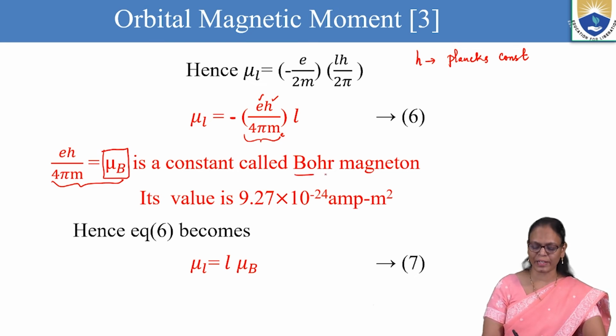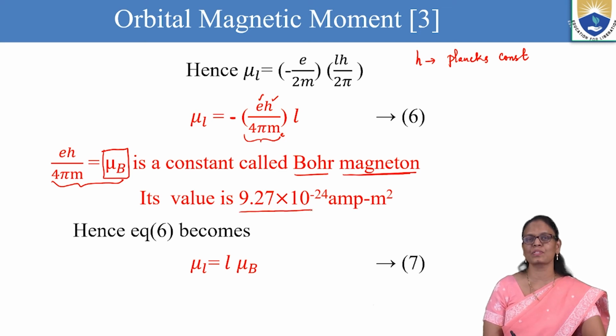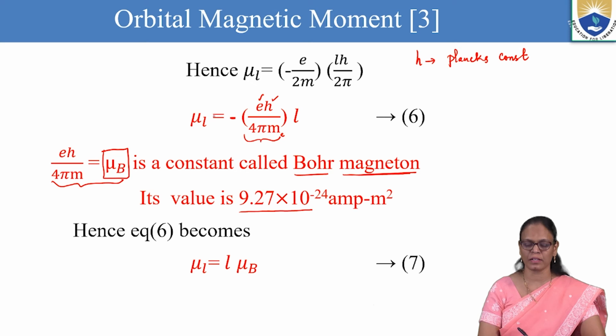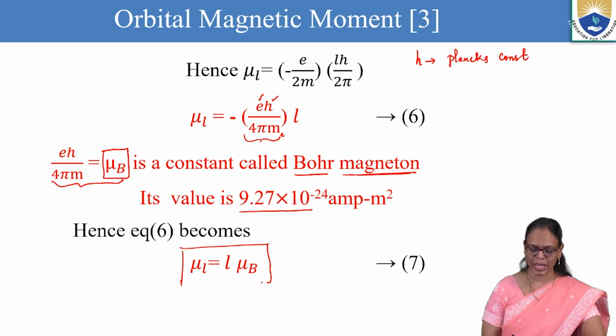Mu B is called Bohr's magneton. Mu B is the Bohr magneton, and since all the values are constant, we can find out the value and it comes out to be 9.27 into 10 power minus 24 ampere meter square. So whenever we are calculating mu L, we need not do all this. We can simply write the Bohr magneton into l. And the value of l varies, depending upon the orbit. So it becomes easy when you remember the value of Bohr magneton. So what we have here is mu L is equal to l into mu B, where mu B is the Bohr magneton, which is a constant.